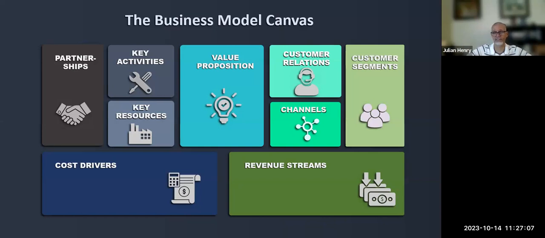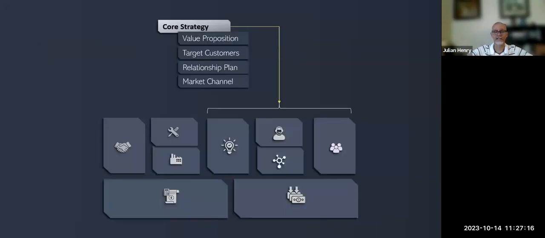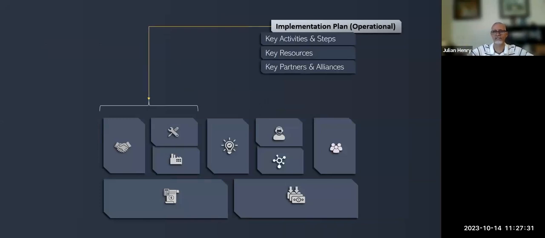Maybe not with all the fancy colors like what I have, but it basically follows the same structure and format. On the one side, you have all of your marketing strategy stuff, like your value proposition, your target customers, your market relationship plan, your marketing channel plan, etc. You have all that on one side. And then on the other side, you have all of your key activities, key resources, maybe partners and alliances. Basically, that's your operational plan. What will you do to make your marketing strategy successful? What will you do? And what resources will you need to make those activities happen? That's basically your operational plan.